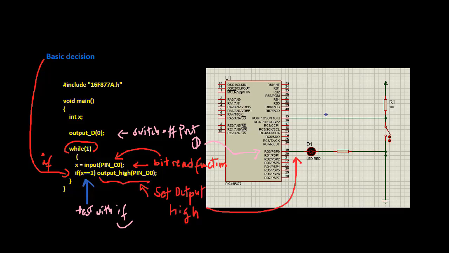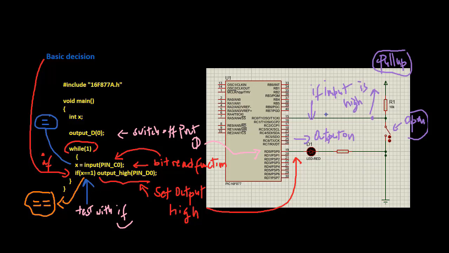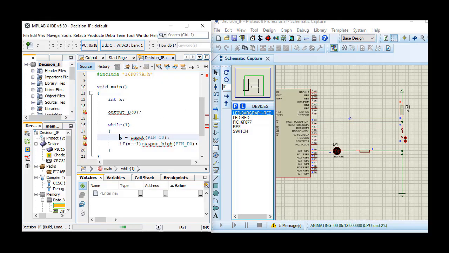Note that the test uses a double equals to differentiate it from the assignment operator used in the previous statement. The effect of the program is to switch on the output if the input is high. The switch needs to be closed before running to see this effect. The LED cannot be switched off again until the program is restarted.